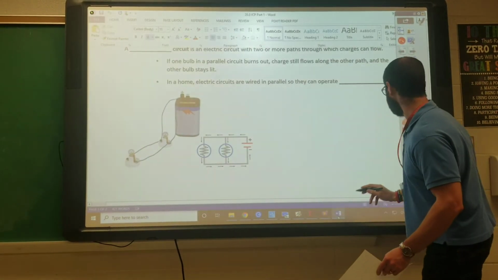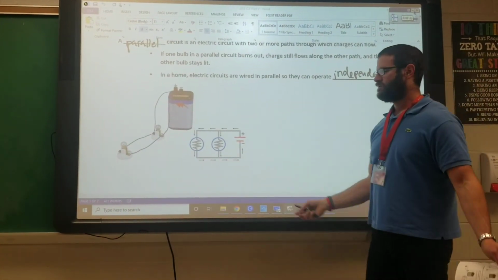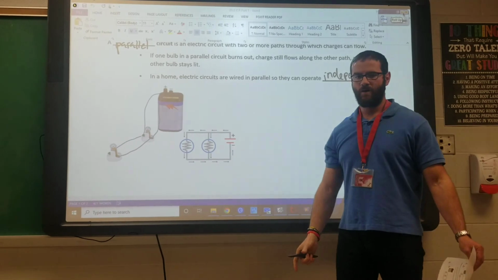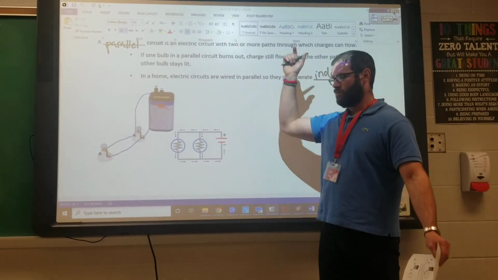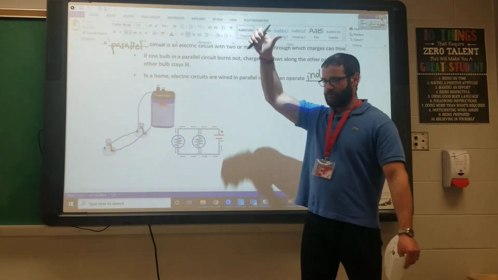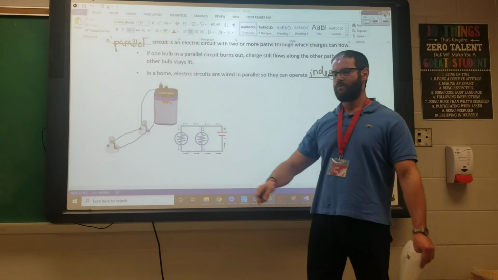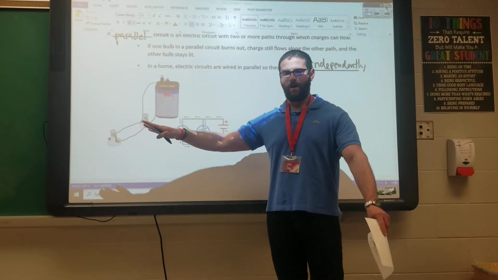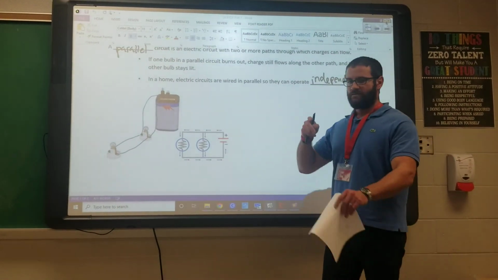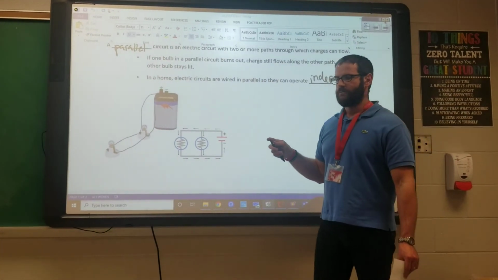So, again, that is a parallel circuit. Okay, so two or more paths for the charge to flow. Okay, and one bulb goes out, the others can stay lit. Okay, remember, that's different from a series circuit because a series circuit only has one path for the charge to flow. One bulb goes out, they all go out. All right? So that's the key difference between a series circuit and parallel circuit.